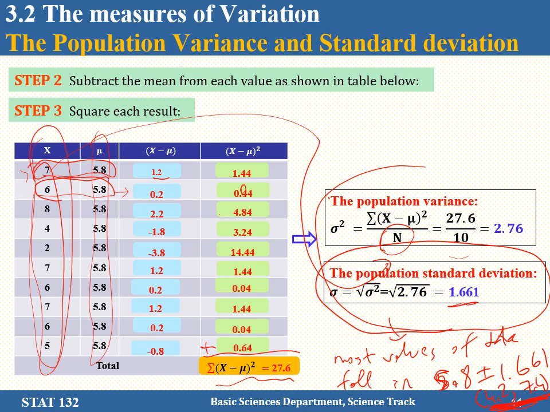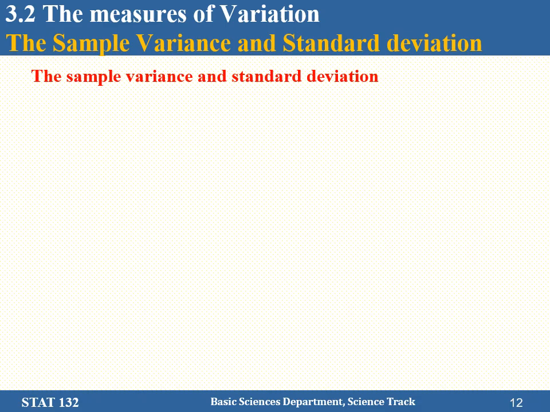When you look at the values here, 7, 6, 7, 5, 6, most of the values, as you see, are in here. So it gives an idea about the spread of the data.